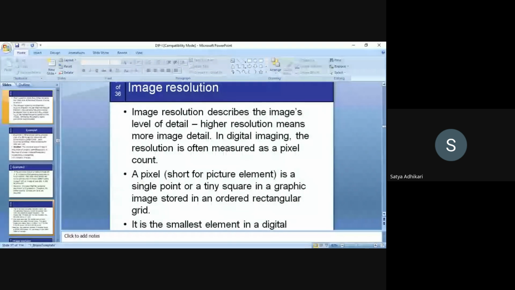So this is your pixelation error. If you get a question, write a short note on pixelation error, write the definition, and if possible, write the example. I have already sent the PPT to your group. Please refer to it, and you will get the question, answer, as well as the examples.